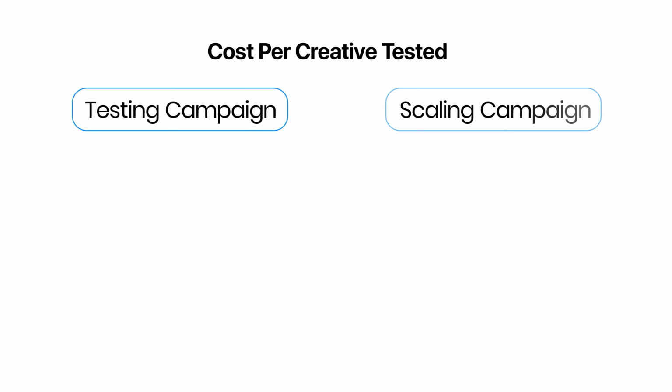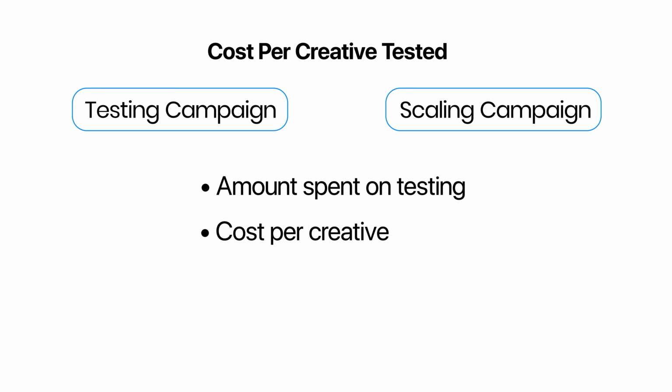A couple of things I will add as well is the cost per creative tested. In your testing campaign, if you have a testing and scaling campaign structure, you want to see how much you spent on testing and what your cost per creative is, and how you can always bring that down over time, because that will basically allow you to test more and more ads.